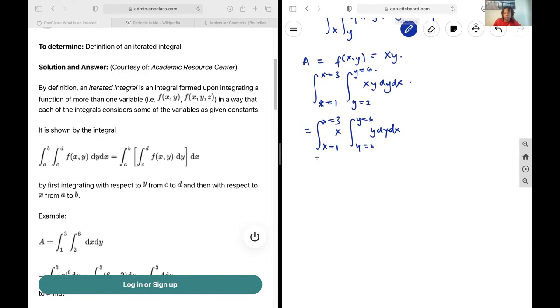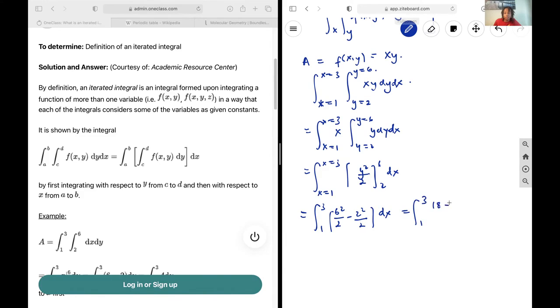Okay, and so we know that the integral of y, just using exponent rules, is going to be y squared over 2, and we're taking it from y equals 2 to y equals 6. This is still within integration bounds, but let's first evaluate this. So from x equals 1 to 3 of 6 squared over 2 minus 2 squared over 2, dx. So 36 over 2, which is 18, minus 2 squared over 2, so 4 over 2, and that is going to give me 2, dx. So from 1 to 3 of, don't forget the x term that was here, my apologies, x times 18 minus 2, which is going to be 16.